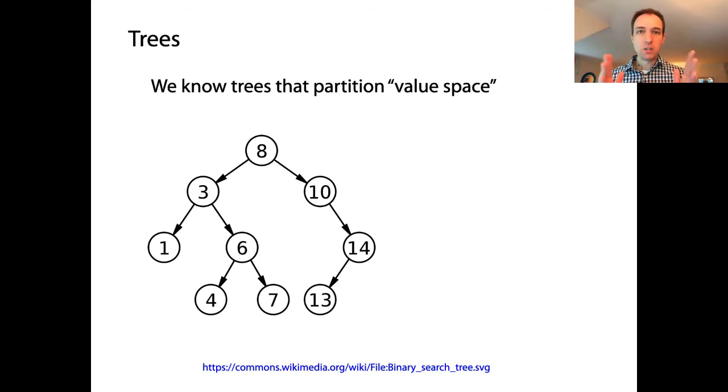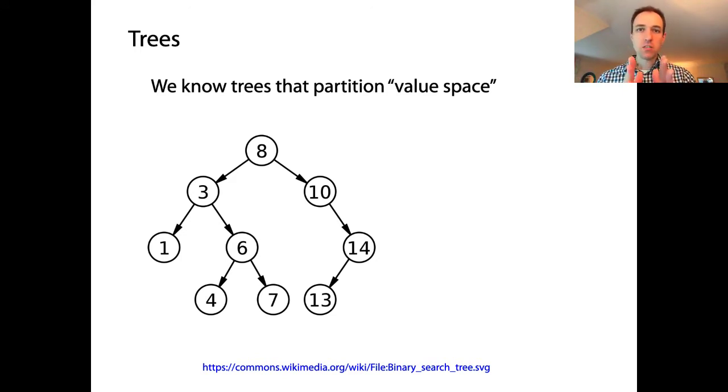So it's common to use trees to store data in such a way that the nodes in the tree and the splits in the tree are sort of dividing up the value space. Right? This is sort of true. You could say this is true for binary search trees, for tries, for similar data structures.